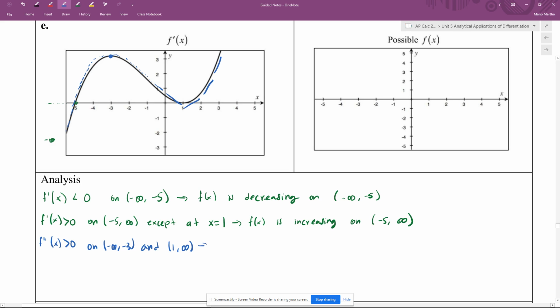And this will mean that f of x is concave up on those two intervals, negative infinity to negative 3 and 1 to positive infinity. And then f double prime of x is less than 0 on the interval from negative 3 to positive 1. So we're going to say that f of x is concave down on that interval.